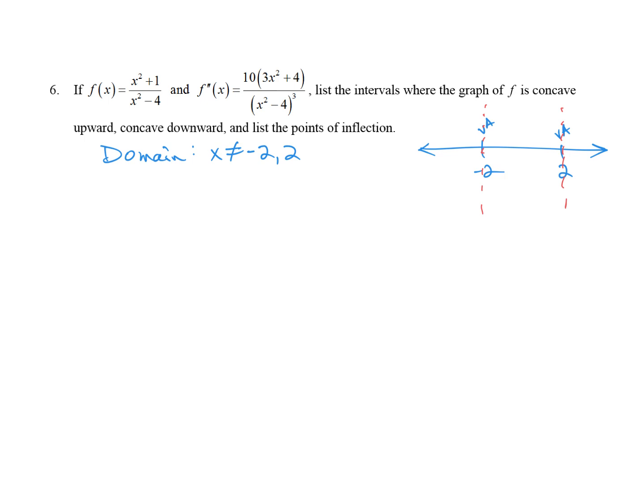Okay. All right, let's take our second derivative then and set that equal to 0. First of all, it doesn't exist at the same places, right? Where x is 2 and -2, so that doesn't matter. But setting our second derivative equal to 0 gives us basically the numerator equal to 0. Where does that equal 0?